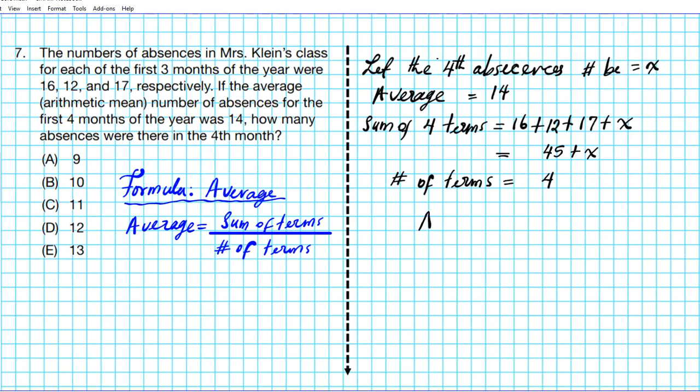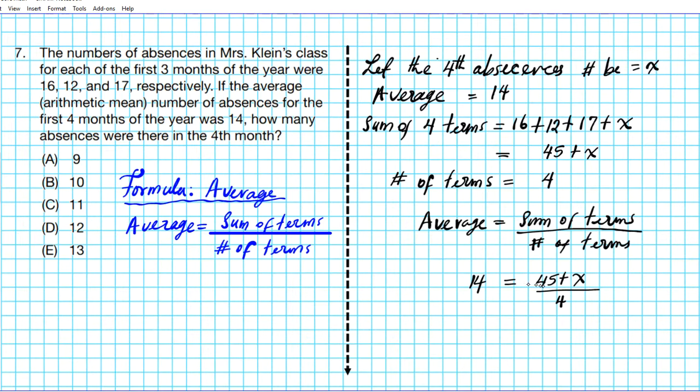Now let's recollect our formula again. Average is sum of terms divided by the number of terms. Alright, so this average is 14. We have that right here. Equals sum of terms is 45 plus x. Sum of terms here, these 3 plus the fourth one, which we called x, divided by the number of terms, which is 4.